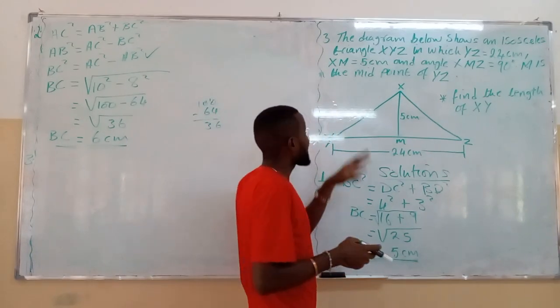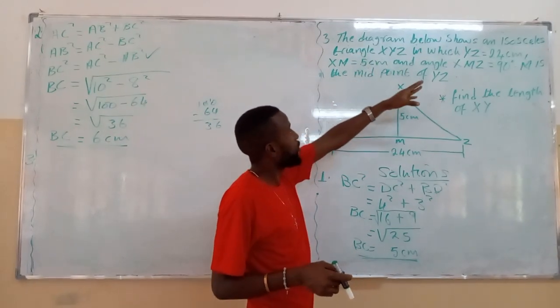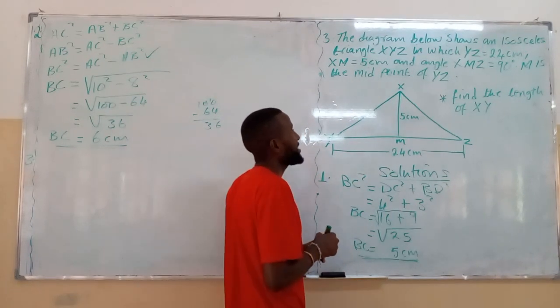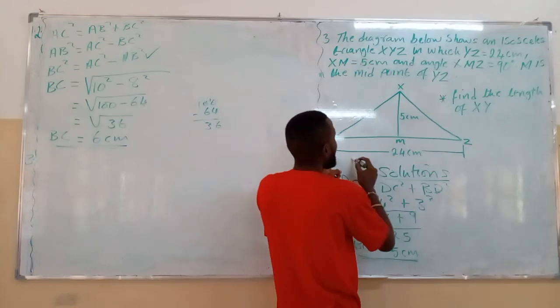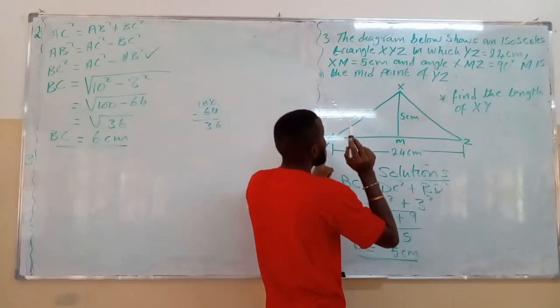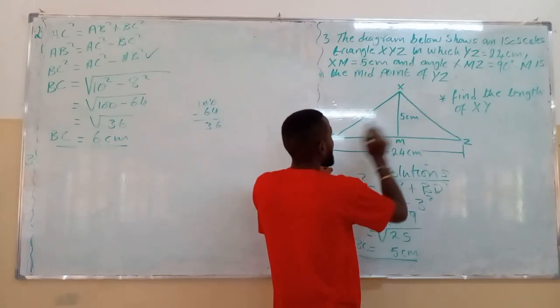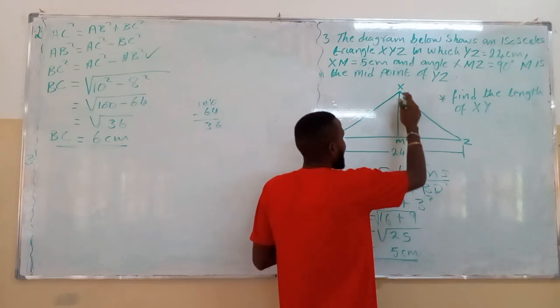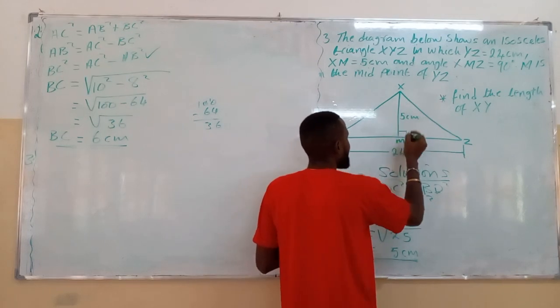They are saying that the diagram below shows an isosceles triangle XYZ in which YZ is 24 centimeter. This is Y and this is Z, which is 24 centimeter. And XM is 5 centimeter. And XMZ is 90 degrees. XMZ, this one is 90 degrees.